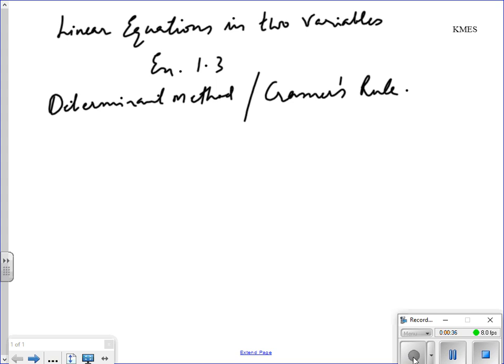and now we are going to start with another method called the determinant method, also called Cramer's rule. In this method, we will use determinants to solve linear equations in two variables. The question arises, what is a determinant?